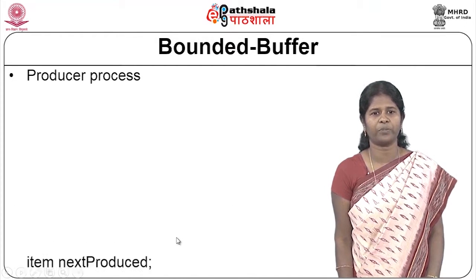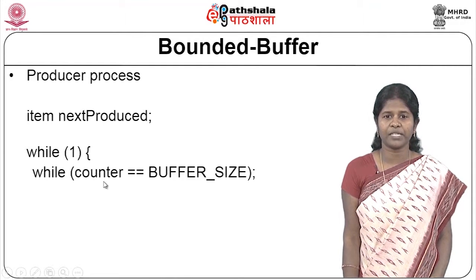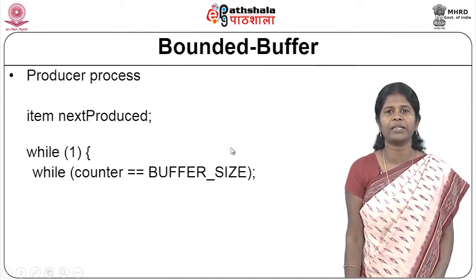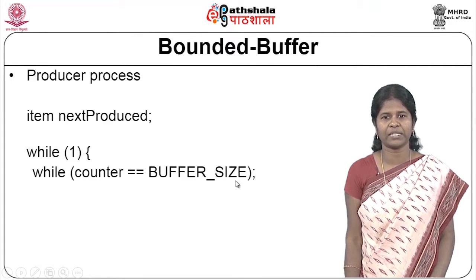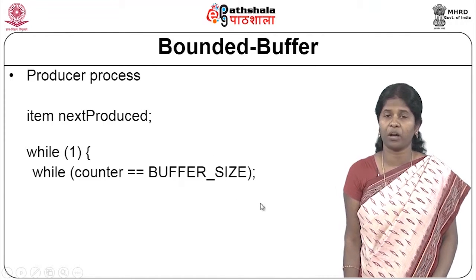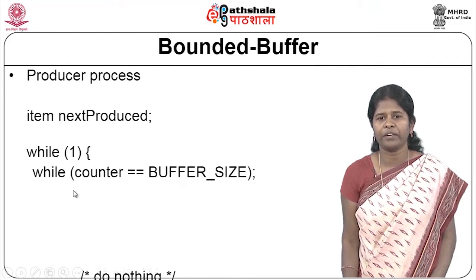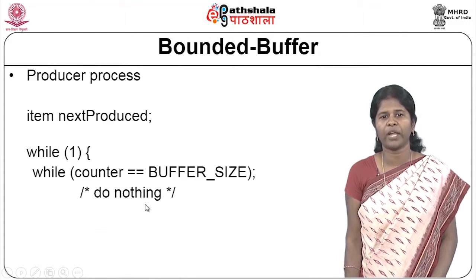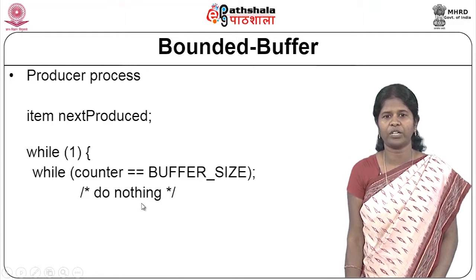So, we look at the solution for the producer process now. The producer process checks if the value of counter is equal to buffer size. Buffer size is the number of buffers present in that bounded buffer, and if counter is equal to buffer size, then you do nothing, the producer waits because the buffer is full.